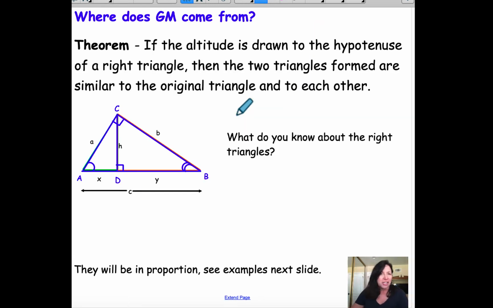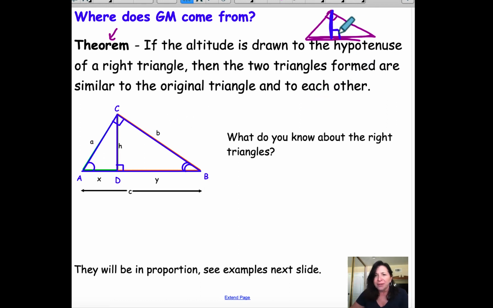Now, where did the geometric mean come from? Well, it has to do with an altitude. Here's a theorem, and theorems we can prove. If the altitude is drawn to the hypotenuse, so we have a right triangle, what they did was start off with a right triangle like this, and then they took the altitude, which is that height, and drew it to the hypotenuse. This is my hypotenuse. So they drew an altitude straight down. And altitudes are always, by the way, perpendicular.